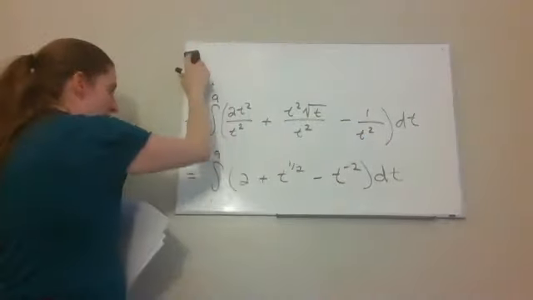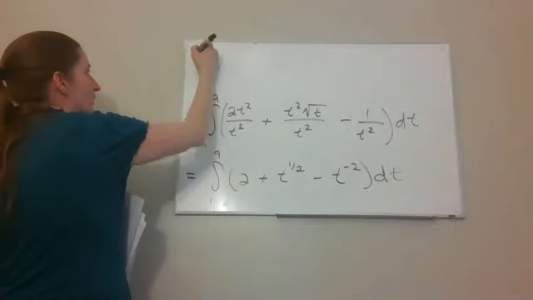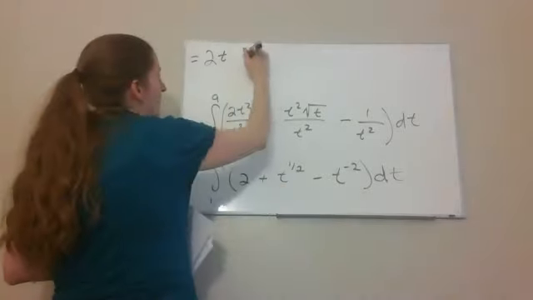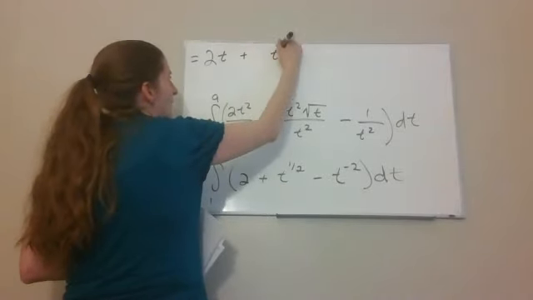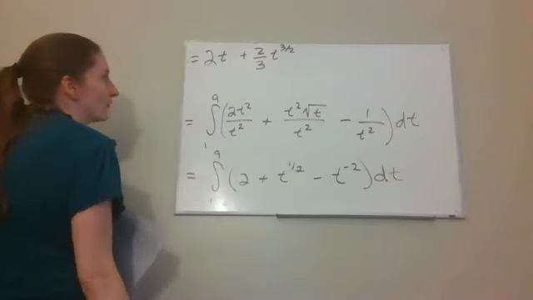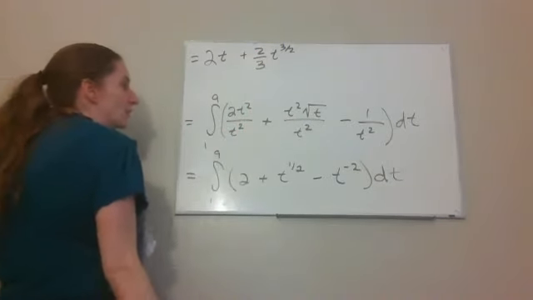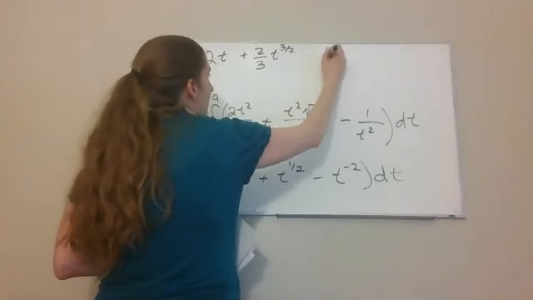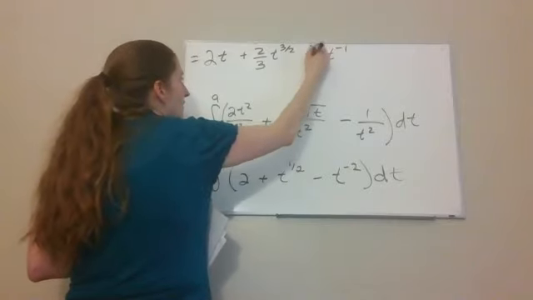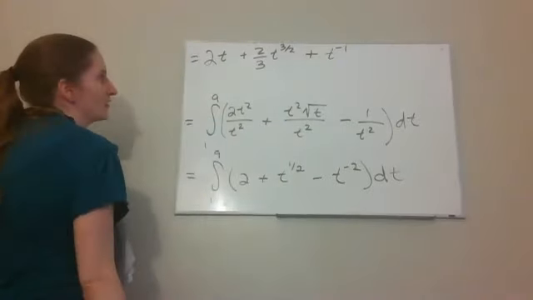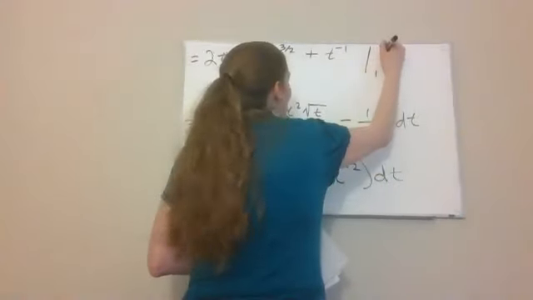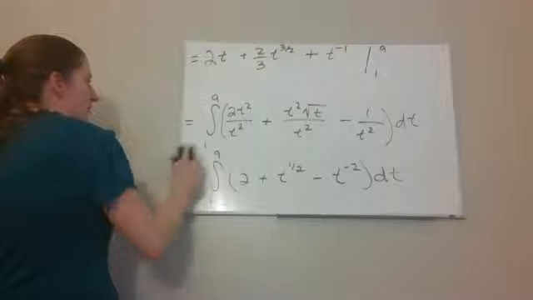So finding the antiderivative of 2 is going to be 2t. For this guy, I have to do my power rule, so I add 1 to the exponent and divide by my new exponent, which is the same as flipping and multiplying by the reciprocal. And again, I'm going to add 1 to an exponent and divide by the new exponent, which is going to change this minus sign into a plus. Then I just need to plug in my values, a 9 and a 1.